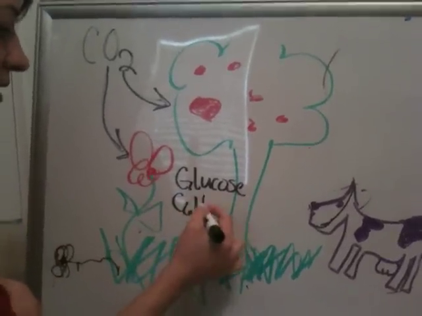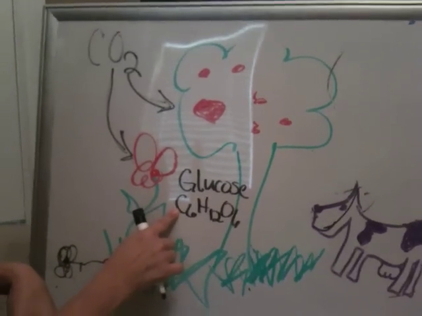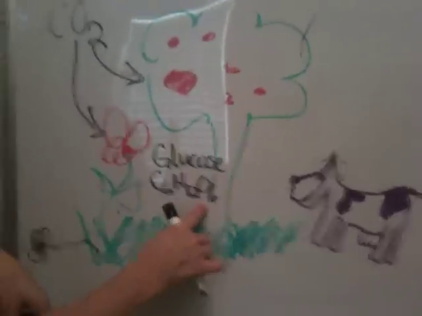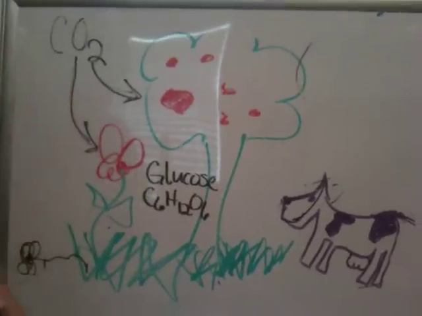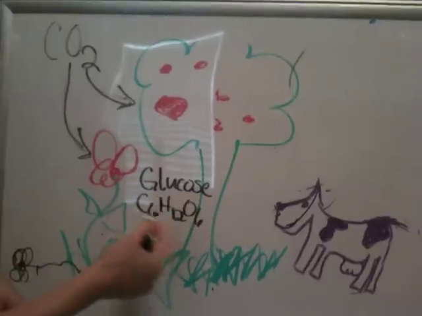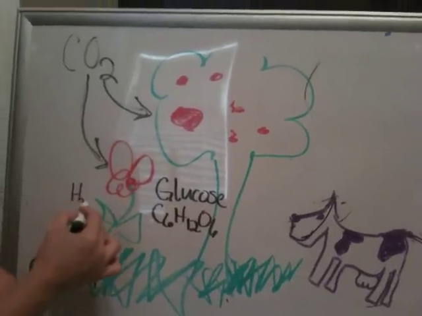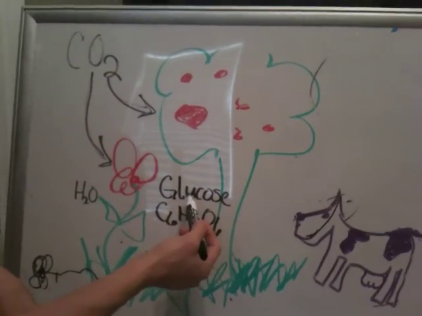Glucose is C6H12O6. What that means is there are 6 carbon atoms, 12 hydrogen atoms, and 6 oxygen atoms. So this is what plants make with carbon dioxide and water. So you can see, if you put all that together, water being H2O and the carbon dioxide, this is what they make. They produce glucose.